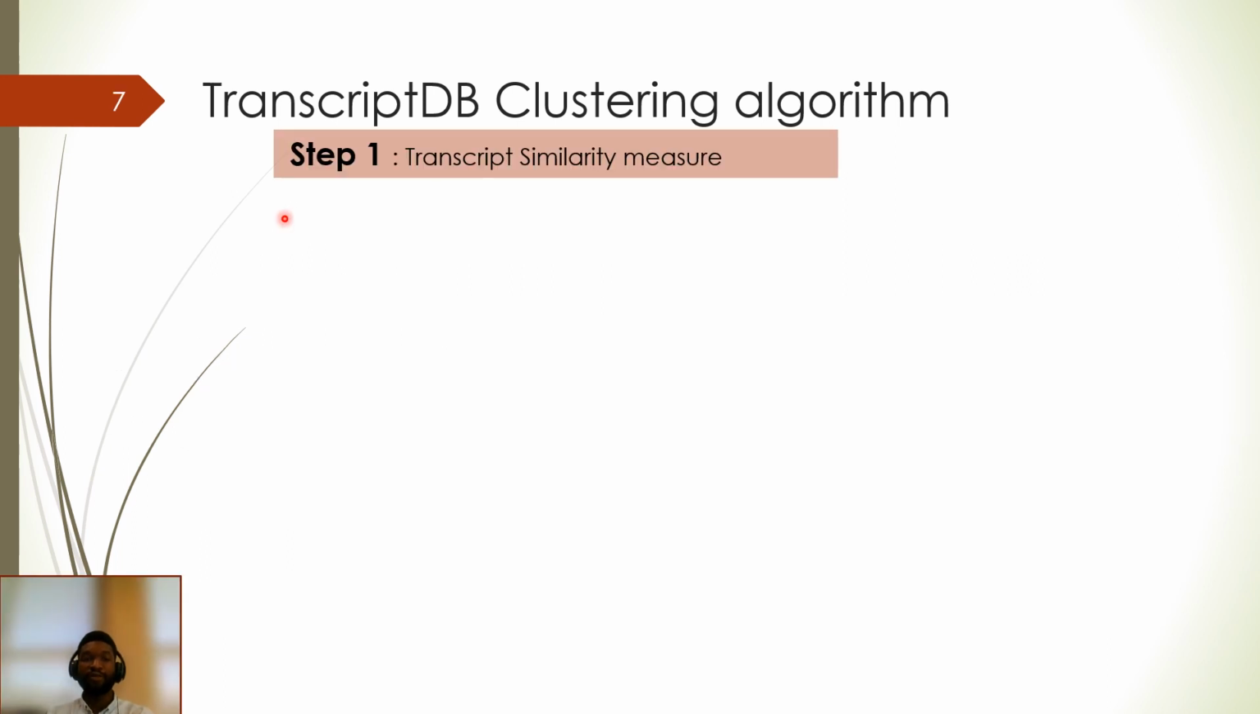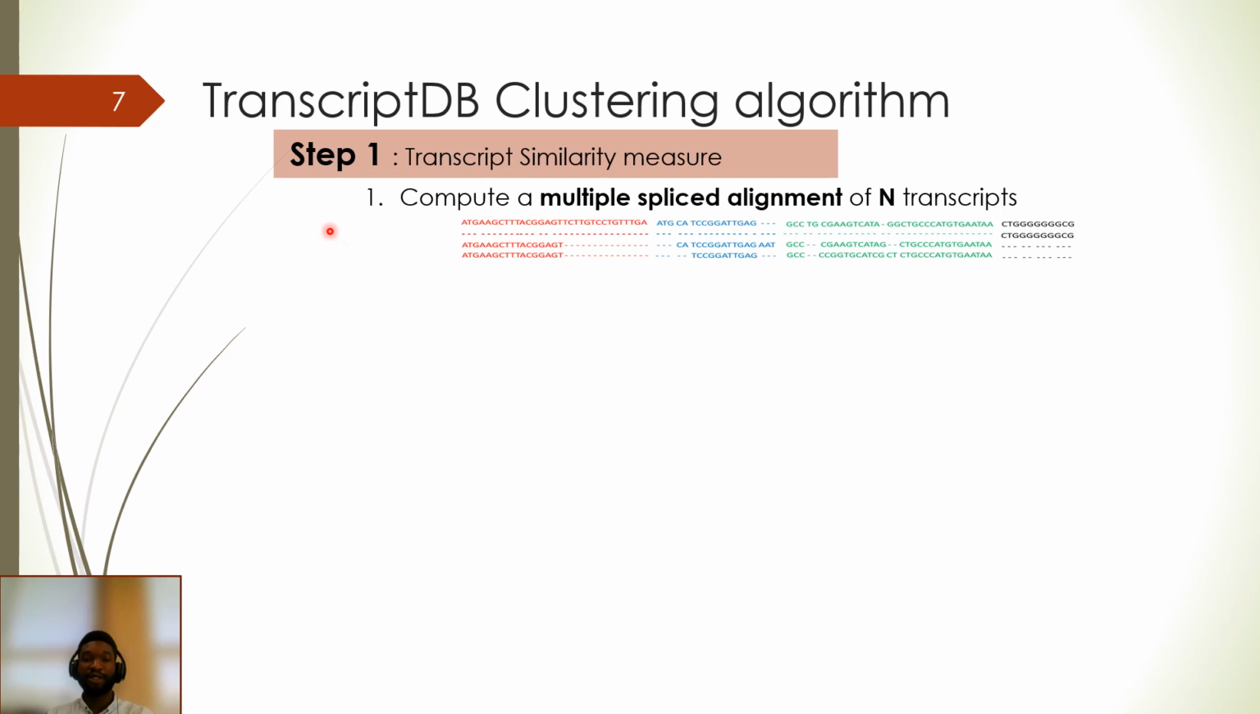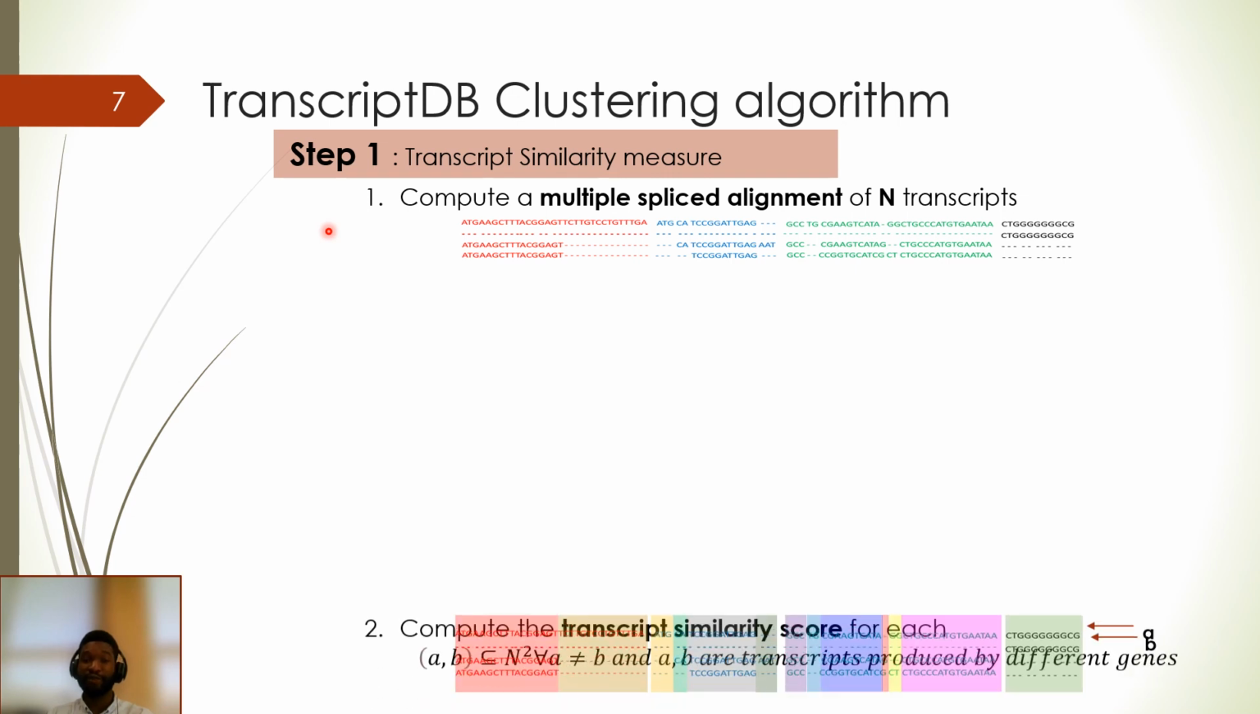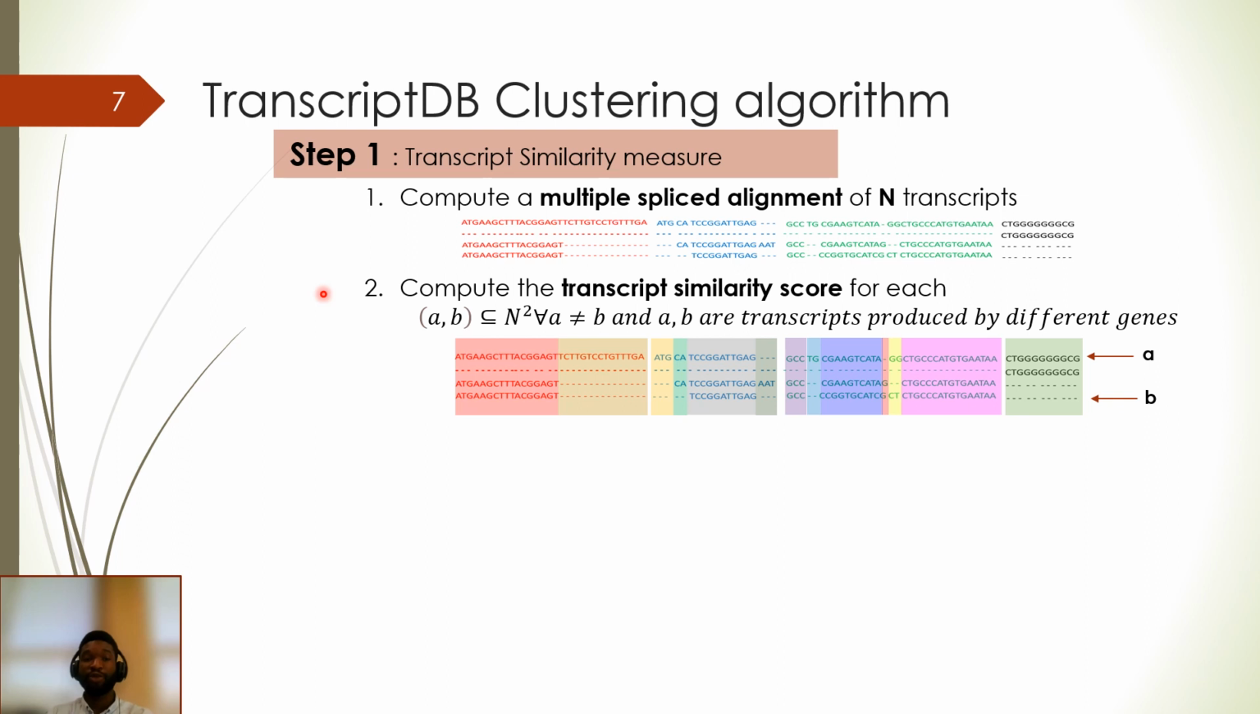The first step, the transcript similarity measure, consists first in computing a multiple spliced alignment of the transcripts given as input. We first align genes by using a tool for computing multiple sequence alignment, and after that we retrieve the alignment of transcripts by using the alignment of gene sequences. Then we compute the transcript similarity score for each pair A and B of transcripts, such that A and B are not produced by the same gene.